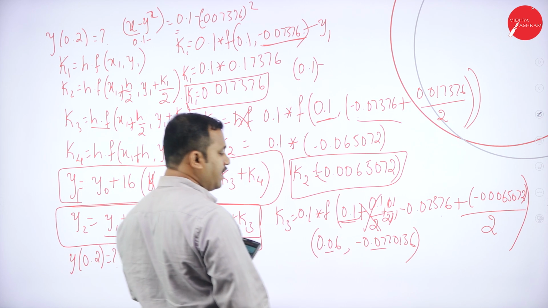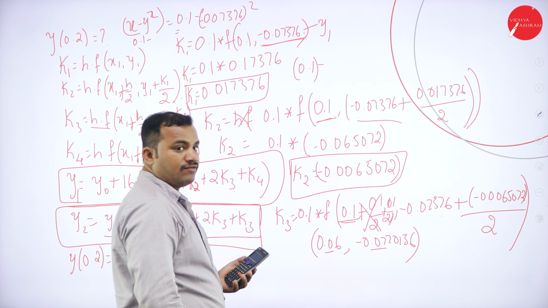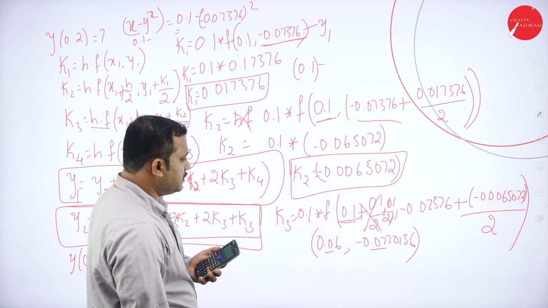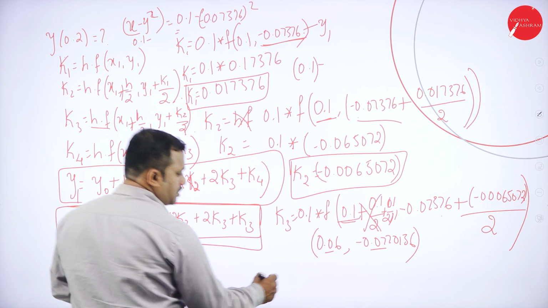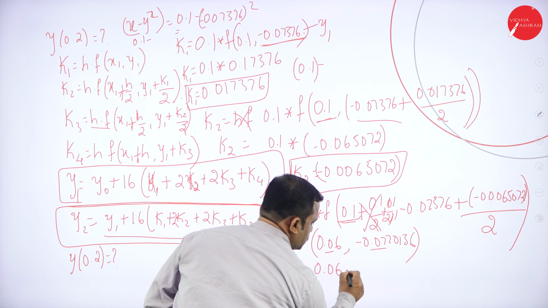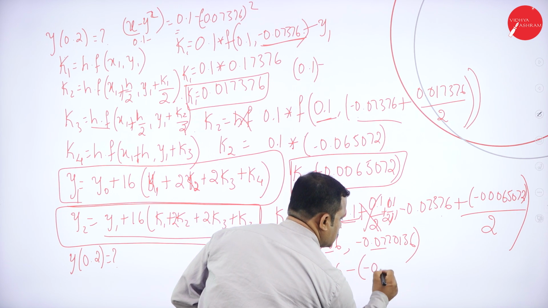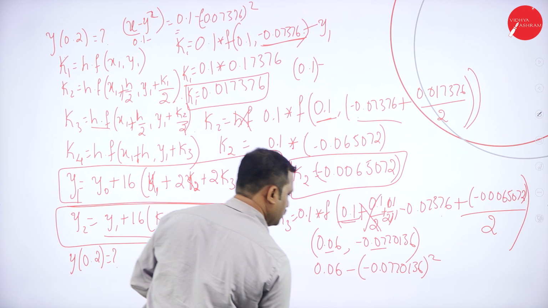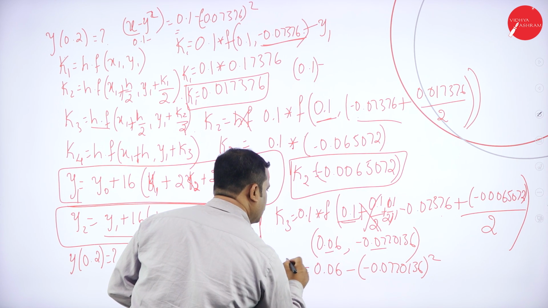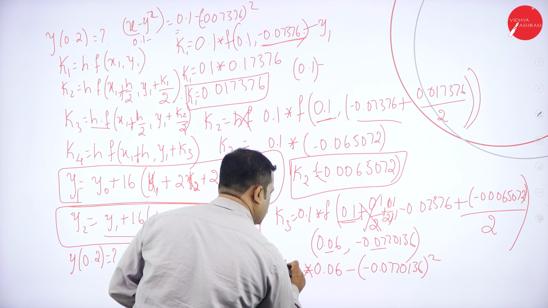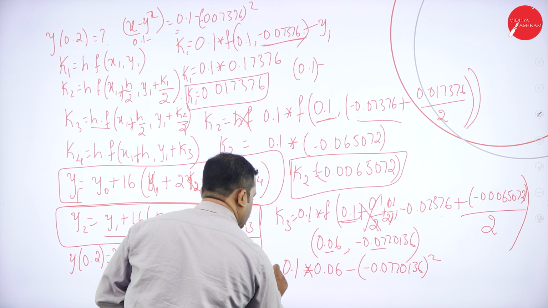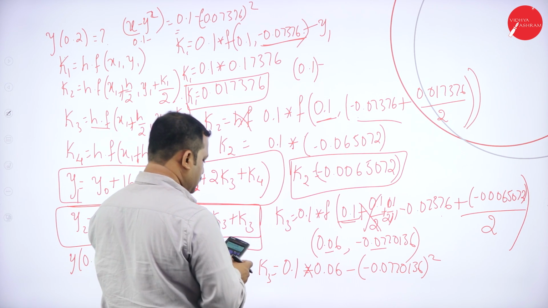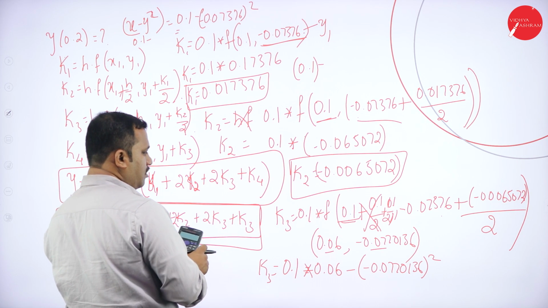What is the value of x now? X is equal to that term, 0.06, that means 0.06 minus of minus 0.0770136 whole square. That gives me the value of K2. That has to be multiplied with 0.1 to get K3. If I simplify this term, what is the value I am getting?